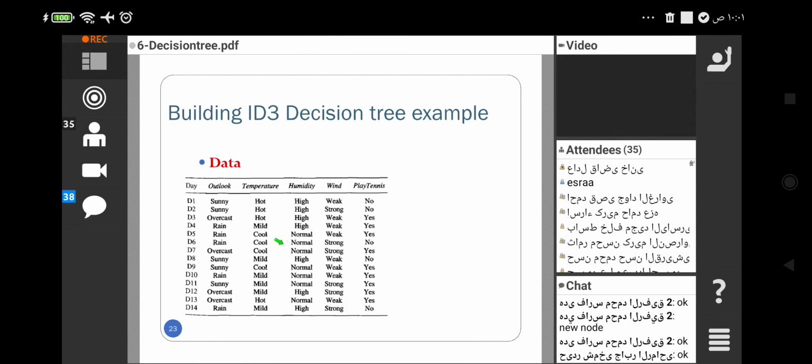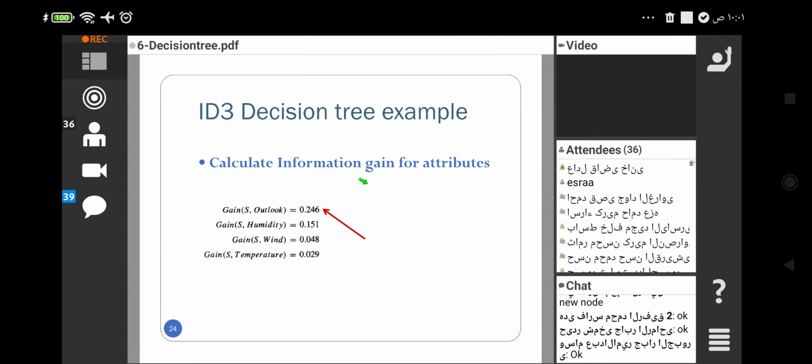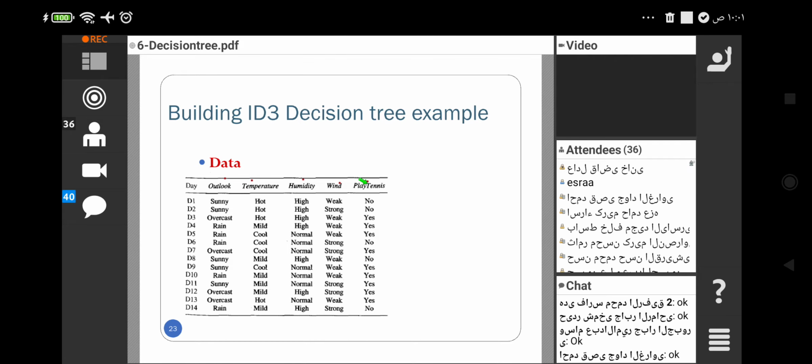Let's see this in an example. Again, in this example, this is the data that we have. This is the same data, 14 data for tennis, and in this data we have 4 features: outlook, temperature, humidity, and wind. And this is the output. Play tennis is the output. Let's see what I said in the example. In the first step, we want to build the tree using this data.